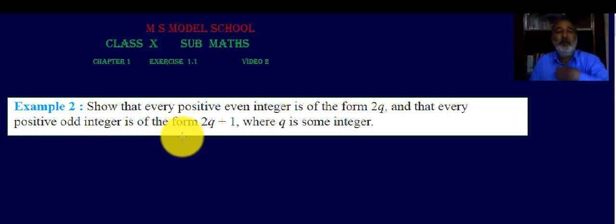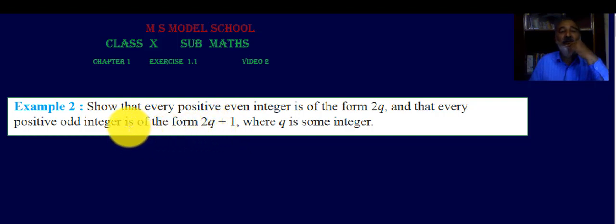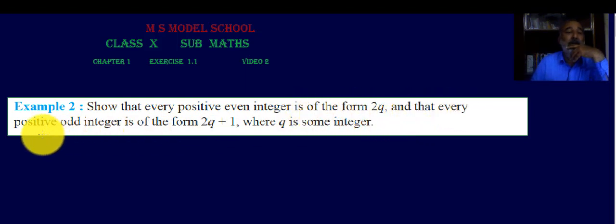I'm taking some more questions from exercise 1.1. Let's start from the very beginning. Your question is to show that every positive even integer is of the form 2q and that every positive odd integer is of the form 2q minus 1 where q is some integer.